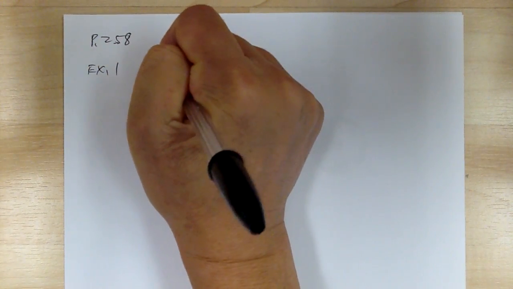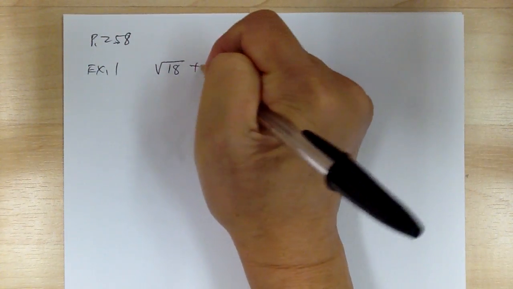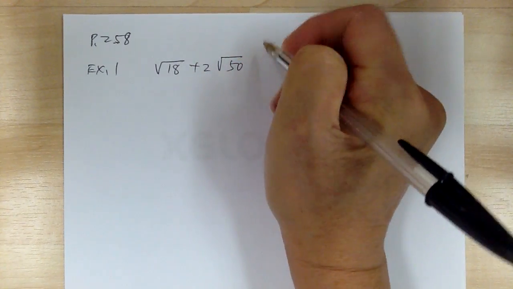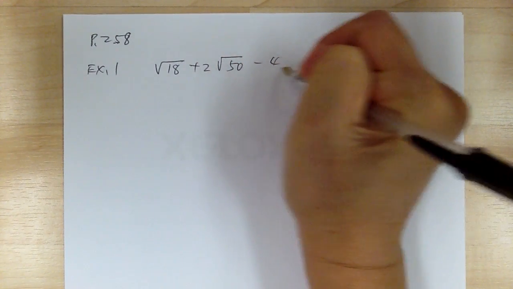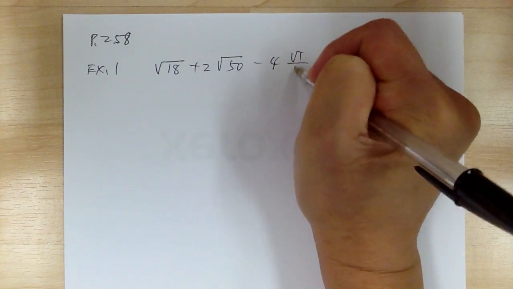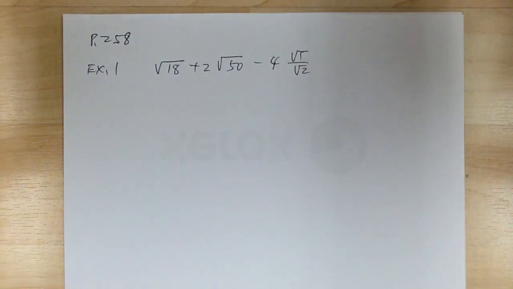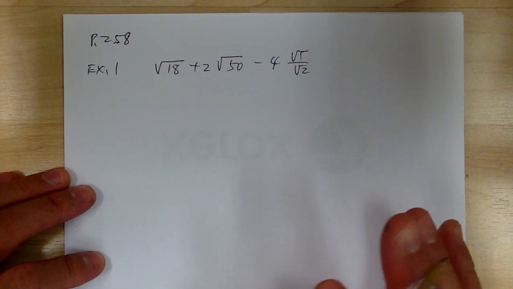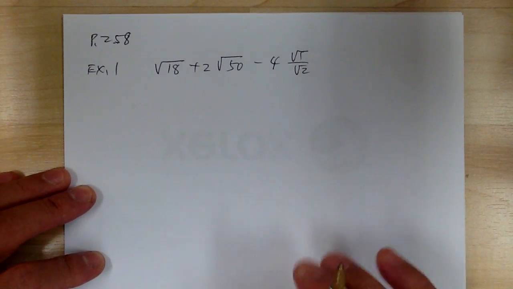Okay, you want to simplify square root of 18 plus 2 square root of 50 minus 4 over square root of 2. Again, whenever you have fractions, just go and separate the top from the bottom. Now, before you can add, you need to go ahead and simplify each term first. And you can only add terms that have the same radicals.